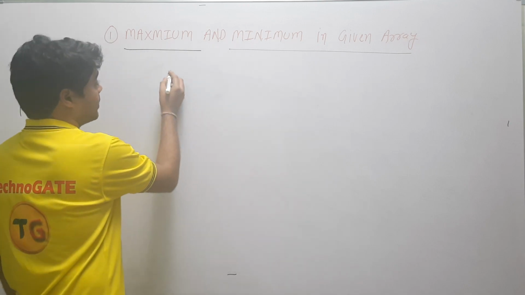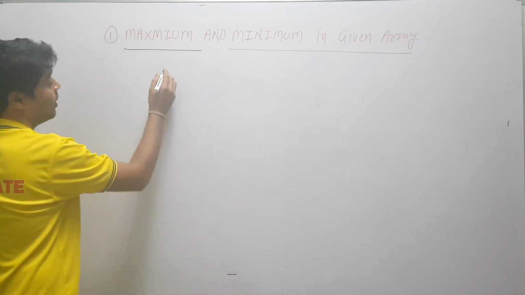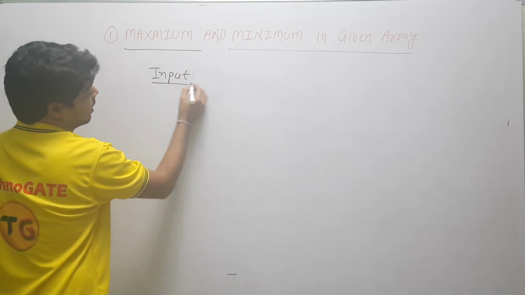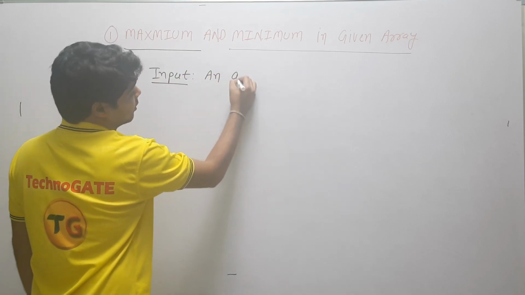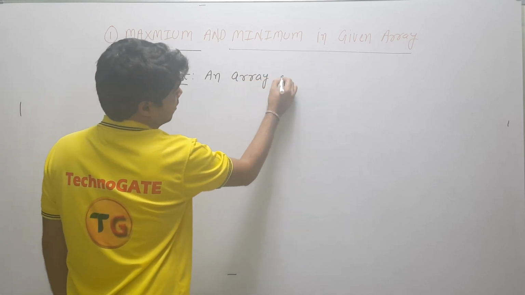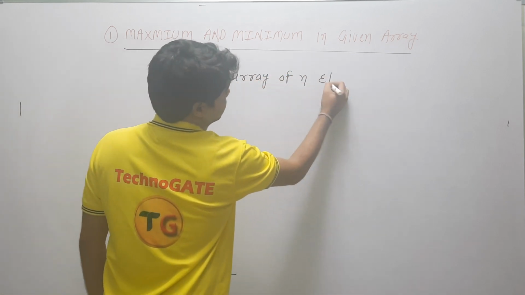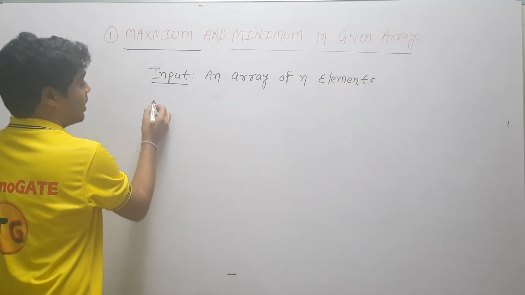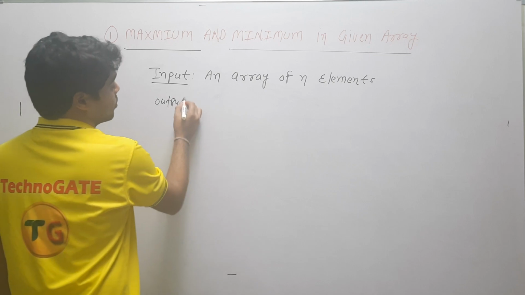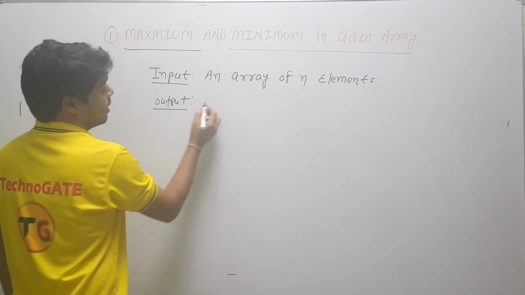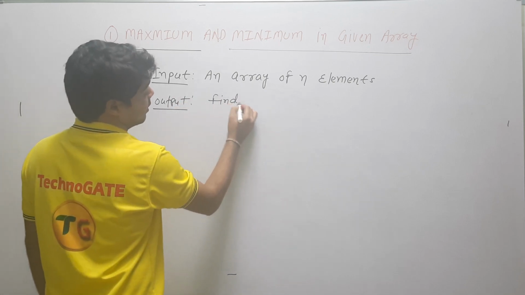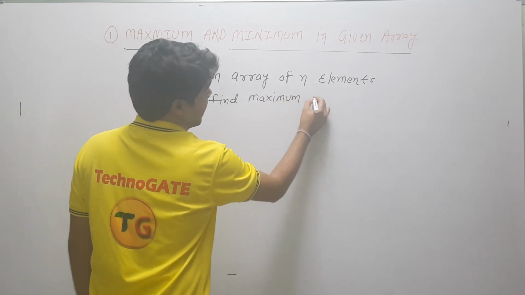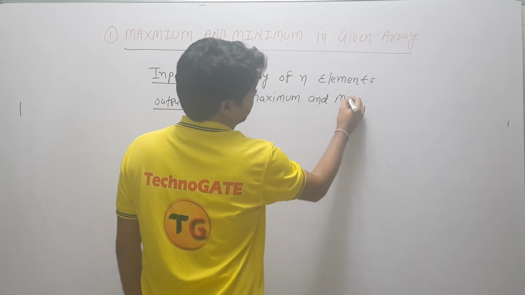Okay, so what is the input here? The input is an array of n elements. And what is the output here? The output is to find the maximum and minimum.